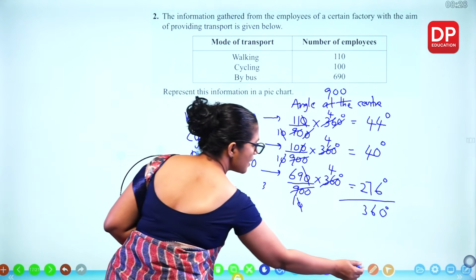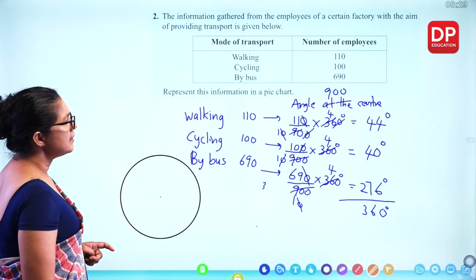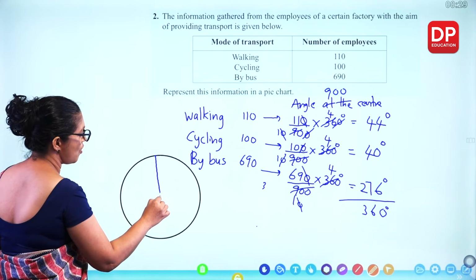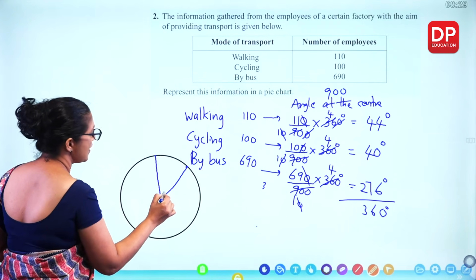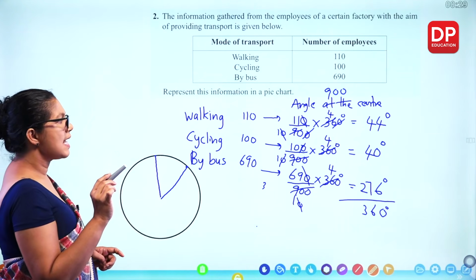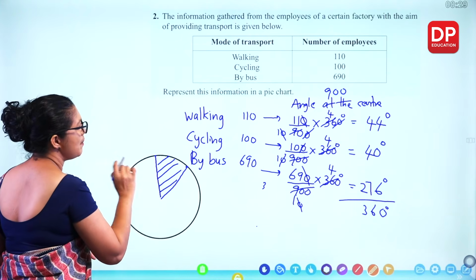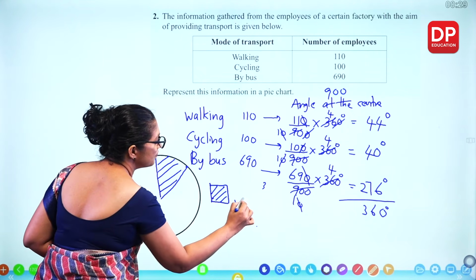So, first mark the angles. So, 44 degrees. So, here first you can draw a line. 45 degrees. We can mark somewhere there. Use the protractor to measure these angles. So, then I can label this as walking.